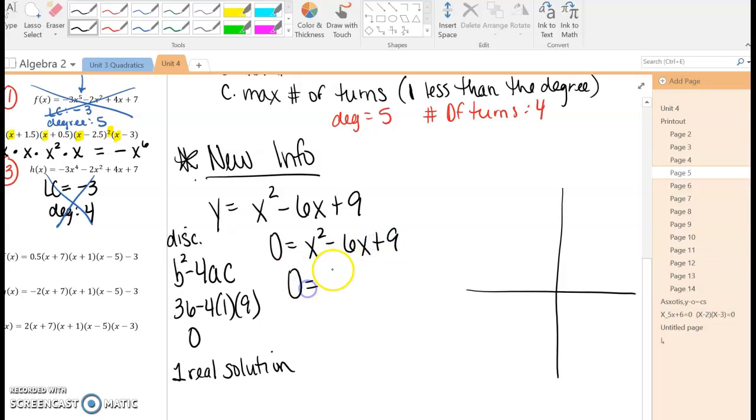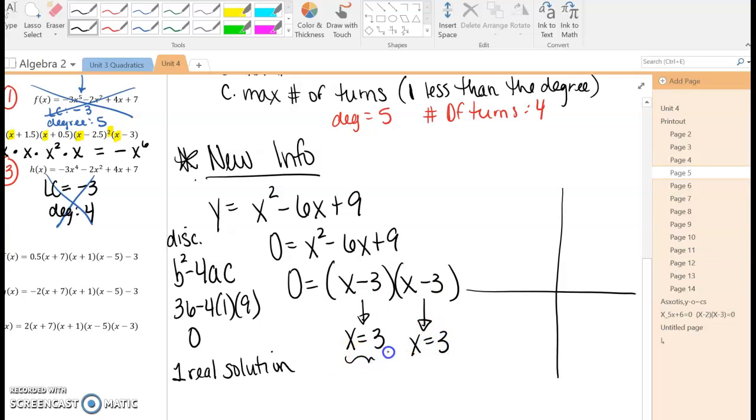That one real solution comes from me setting this equation equal to 0. If I were to factor this, it factors into x and x, and to get positive 9 but negative 6, I'm going to make -3 and -3. And so my one real solution, I get x equals 3 and x equals 3. Technically, this is 2 solutions, but it's the same one twice. So we weren't too picky about saying it's one unique real solution. And so what I'm seeing is a double root. In other words, the solution of x equals 3 is happening twice on that x-axis.